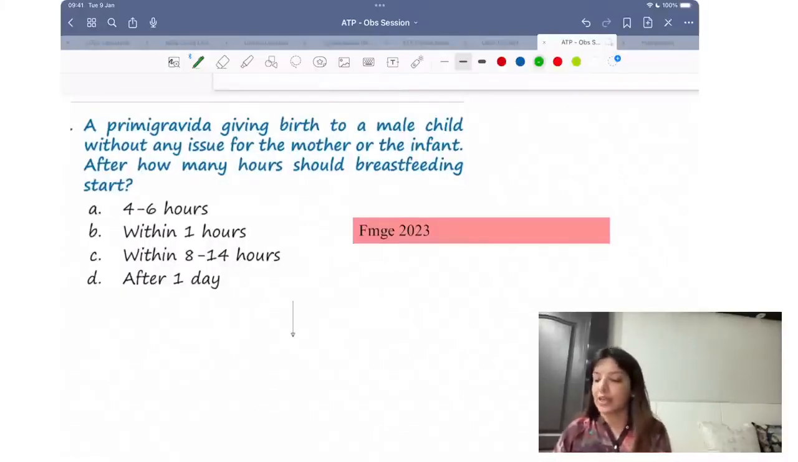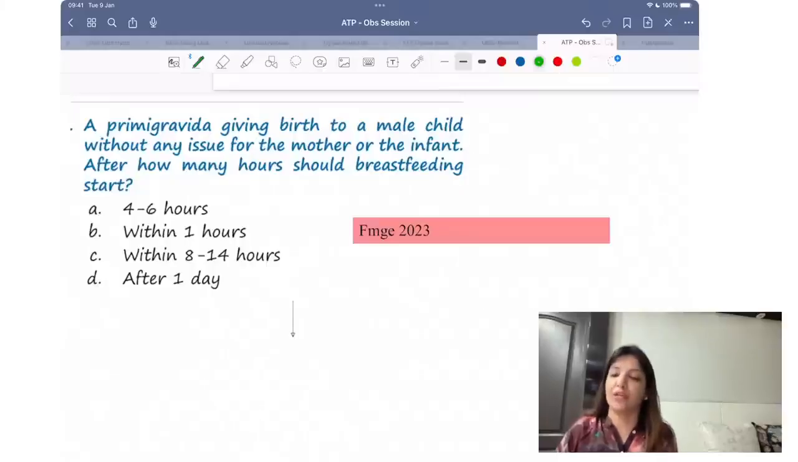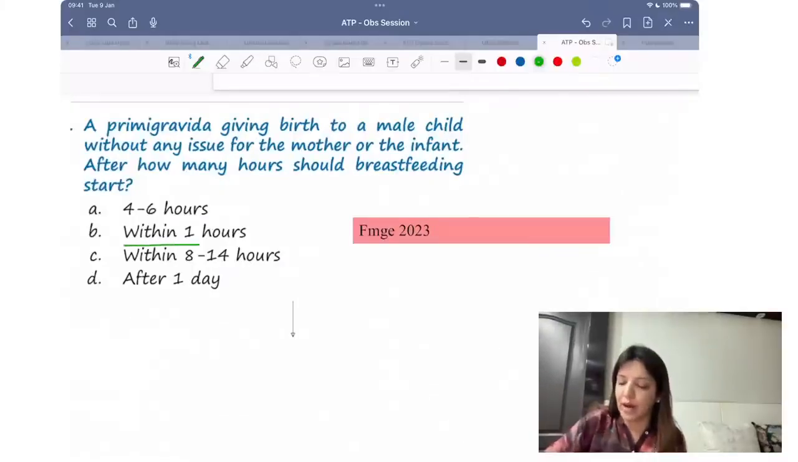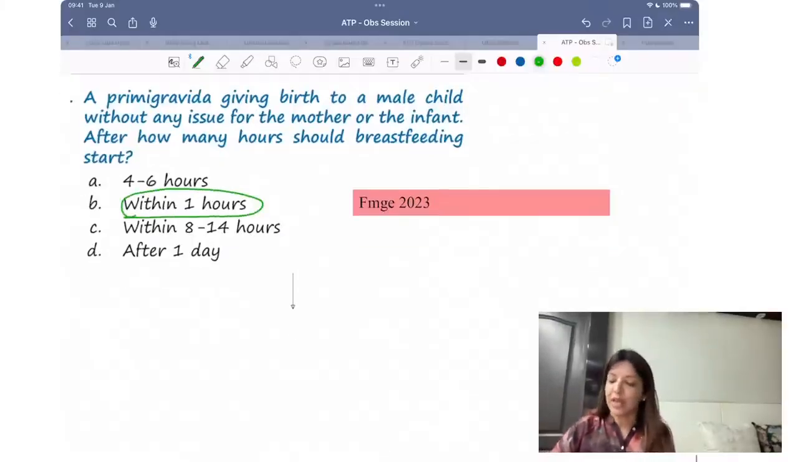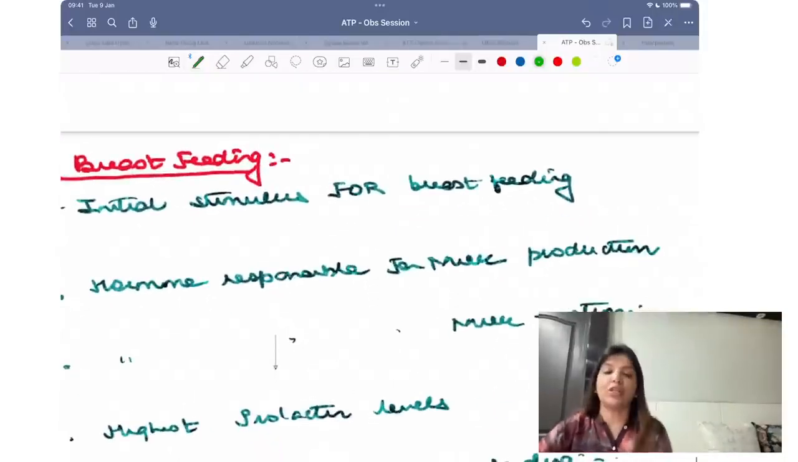Now, this question comes, and breastfeeding is asked very often in your exams. A primigravida gave birth to a male child without any issue for the mother or infant. After how many hours should breastfeeding be started? So tell me, after how many hours should breastfeeding be started? It should be started within 1 hour, right? Okay. The question says it has to be as soon as possible. There within 1 hour was given, so our answer is within 1 hour.